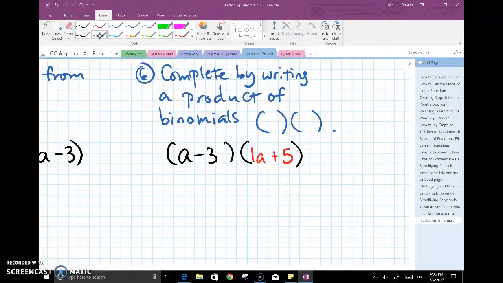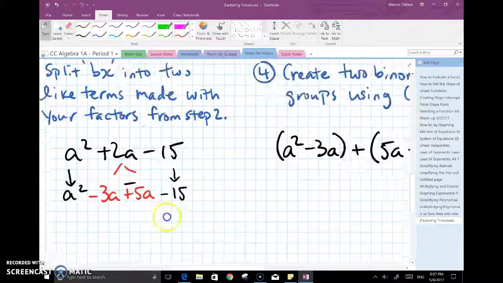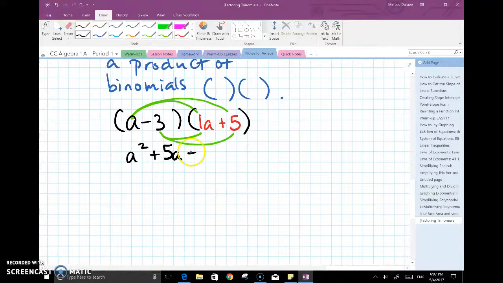We're going to apply the distribution method for this, also known as the FOIL method for some of you. So multiplying those would give me the following. This would be a to the second power plus 5a. Then doing the same thing but going under. So negative 3 times a, negative 3 times 5 would give me negative 3a minus 15.